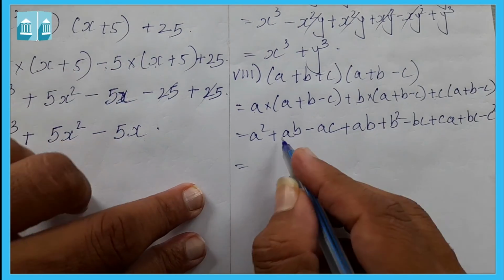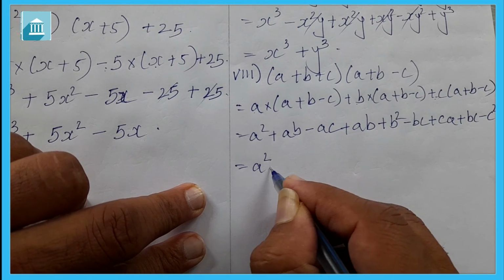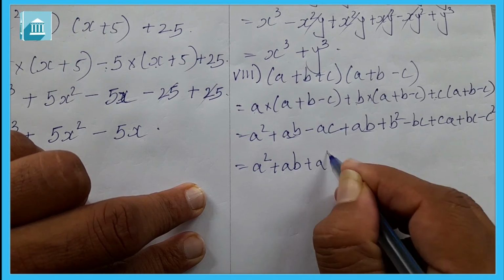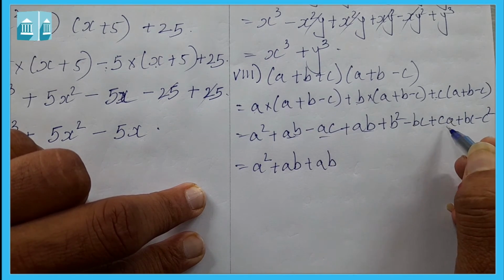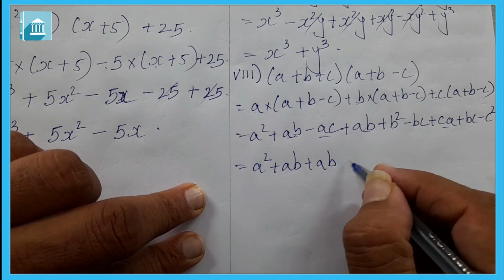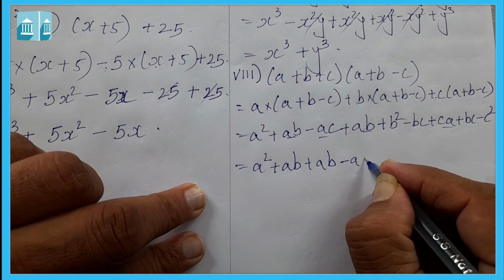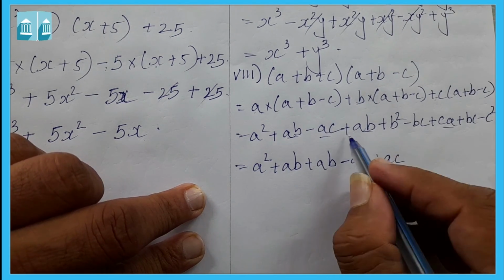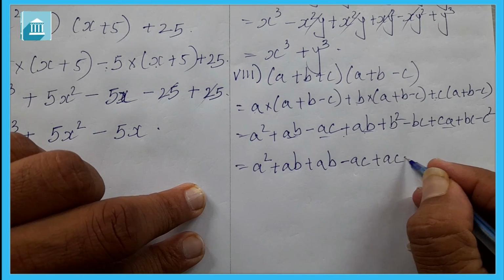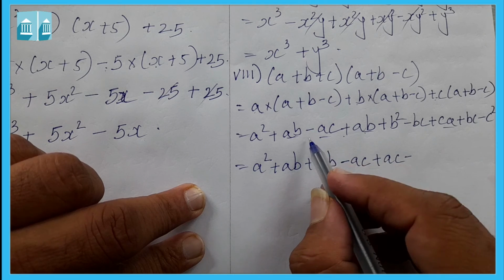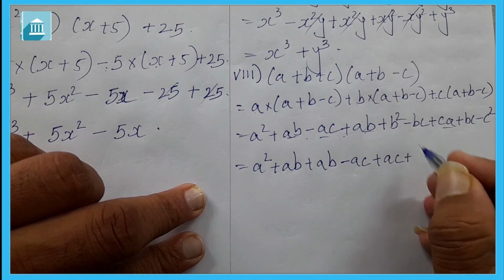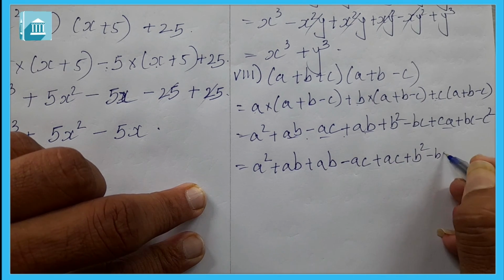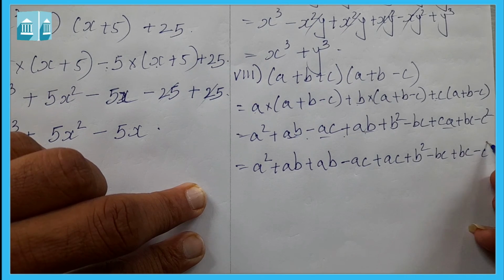Now let us put the like terms together. So that will be a square plus ab plus ab, minus AC plus AC. This is CA, that is AC. So minus AC plus AC, then AB is done, plus B square, then minus BC plus BC, minus C square.